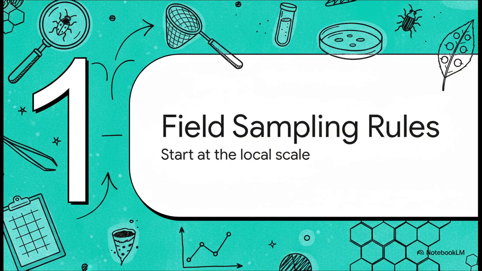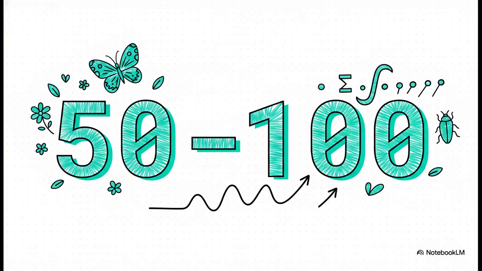All right, part one, the absolute rules of field sampling. We have to start right at the local scale. So right out of the gate, there's a universal field minimum you absolutely need to hit, 50 to 100 individuals per sampling unit. Why that specific range? Well, you have to satisfy the most mathematically demanding indices, specifically the Shannon-Wiener index and Fisher's alpha. If you can just cross that 50 to 100 threshold, every single other index we're talking about today is going to automatically have enough data to be statistically bulletproof.